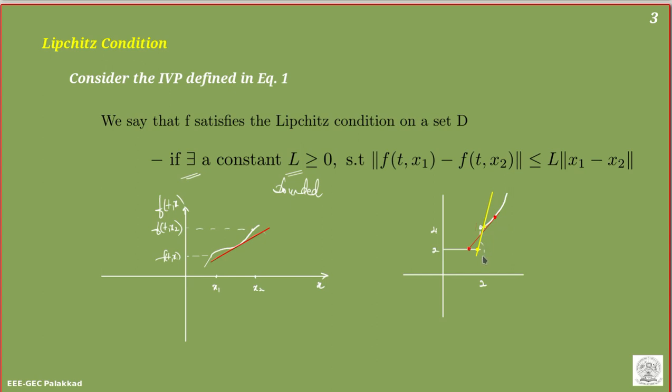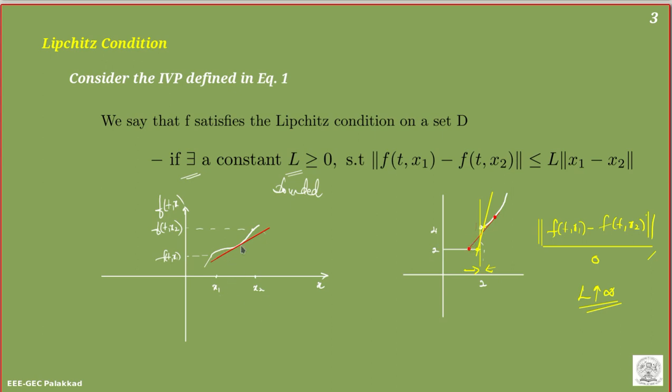So when will it be infinity? When it becomes vertical, what happens to this value? This tends to 0, and this divided by this, that means the norm of f of t comma x1 minus f of t comma x2 divided by the distance. If the distance x1 minus x2 is reduced to 0, this L goes to infinity. So it will be unbounded, showing a discontinuity in the system.